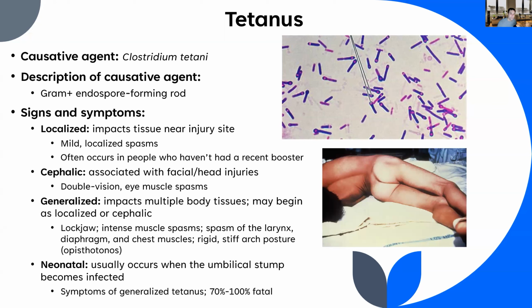There's also neonatal tetanus, and this usually occurs through the umbilical stump. Somehow the tetanus spores get into the umbilical stump. You're going to see the same exact signs and symptoms, and in this case, it's somewhere between 70% and 100% fatal.